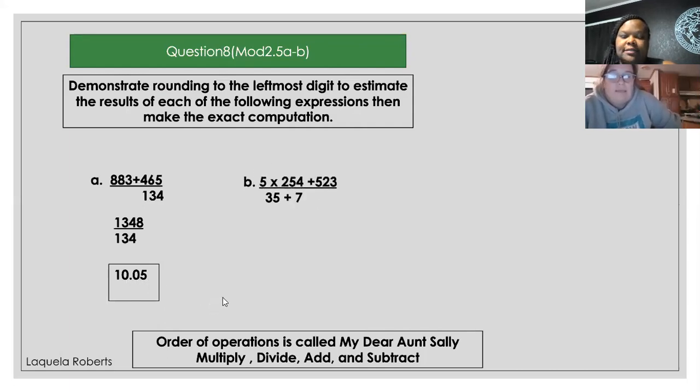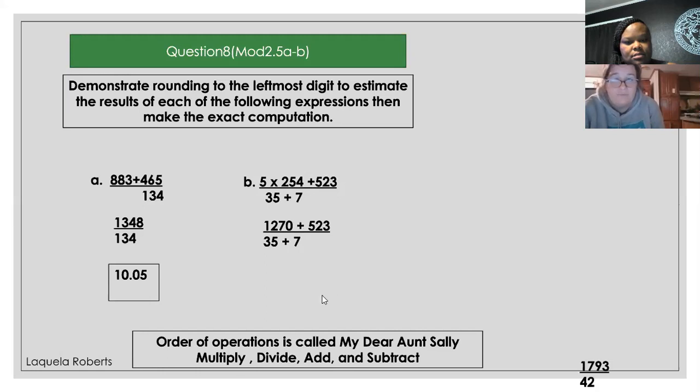Now on B, we have our order of operations again. We have 5 times 254 plus 523 over 35 plus 7. So, my dear Aunt Sally. We're going to multiply first. So, 5 times 254 is 1,270. And you're going to bring down the 523. And you're going to bring down 35 plus 7 because now we're going to add.